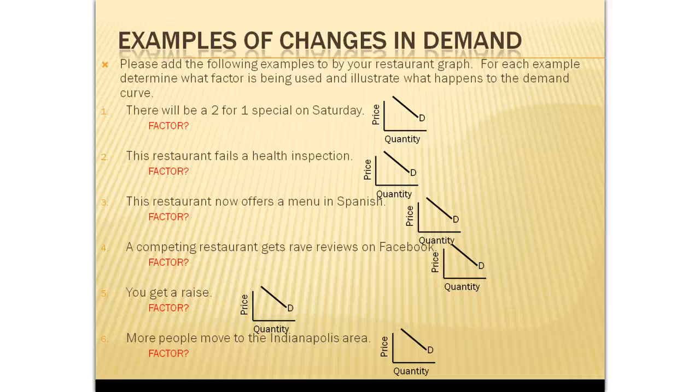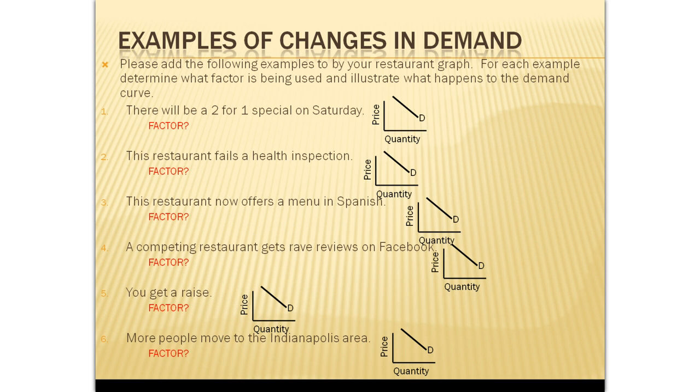The 6 sentences say, the first one says, there will be a 2-for-1 special on Saturday at this restaurant. Number 2, this restaurant fails a health inspection. Number 3, this restaurant now offers a menu in Spanish. Number 4, a competing restaurant gets rave reviews on Facebook. Number 5, you get a raise. Number 6, more people move to the Indianapolis area.